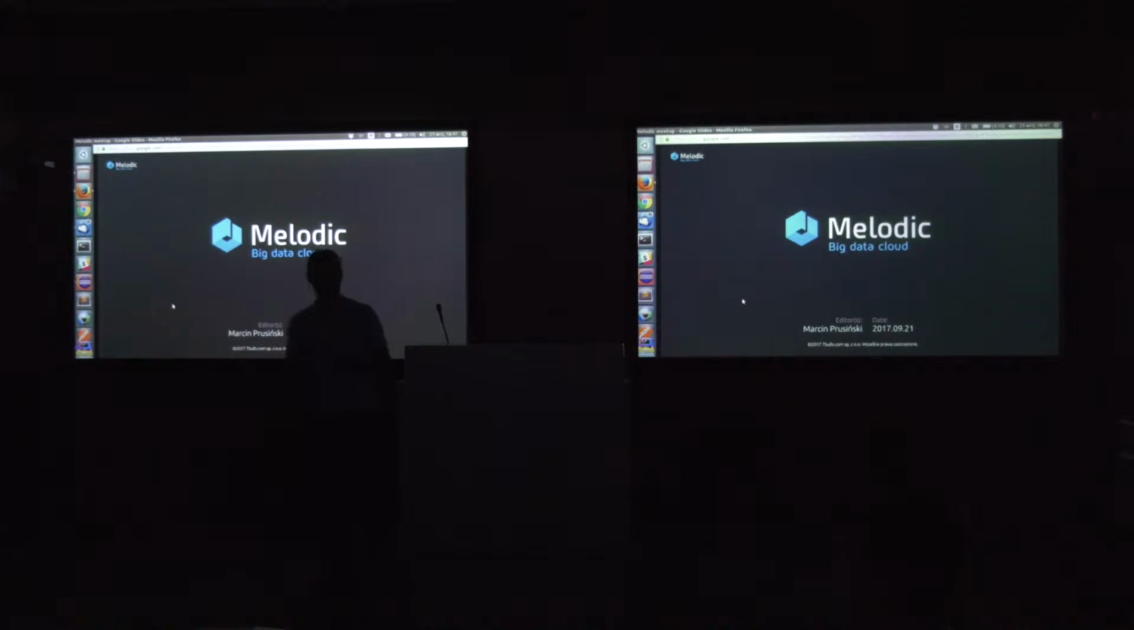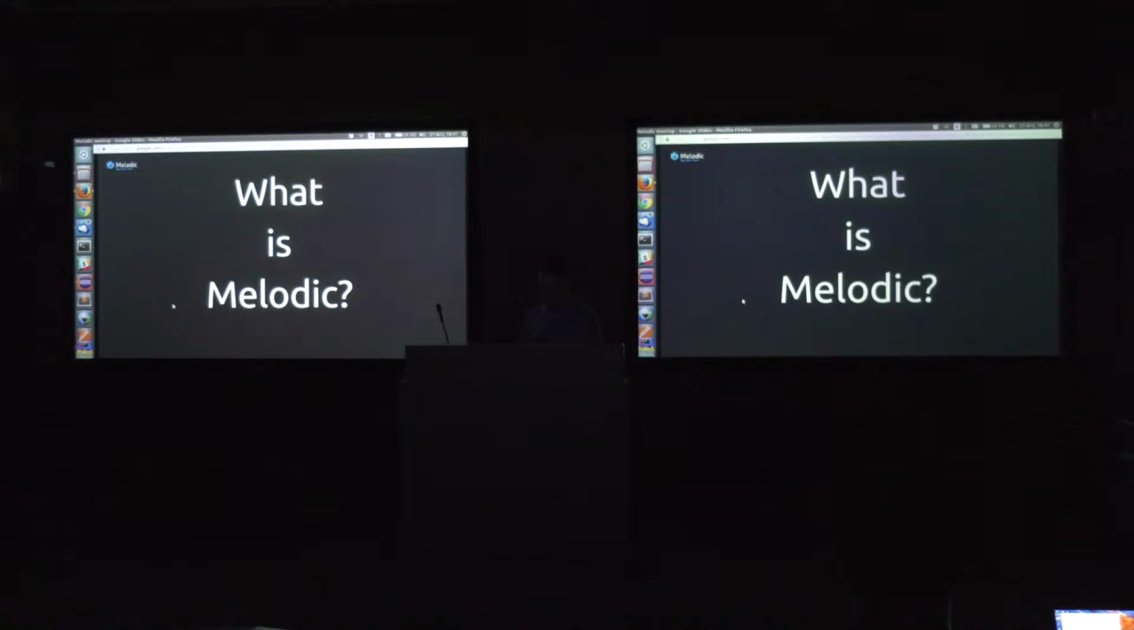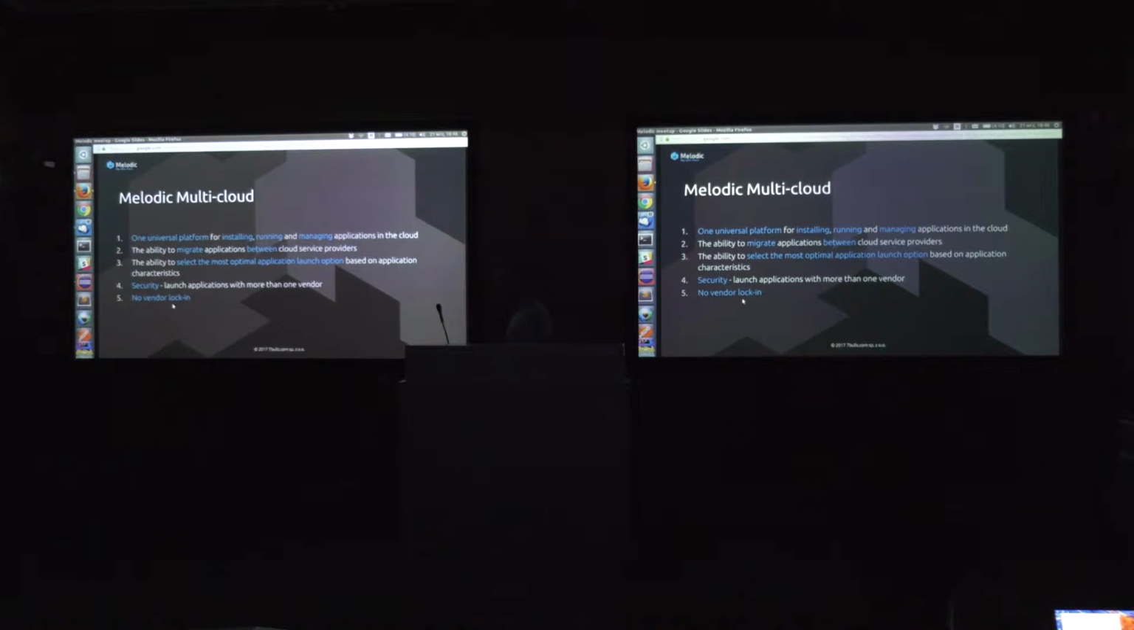I think it's okay if I go with this presentation because it's related to the clouds, actually. Yeah. So the project we are participating in is called Melodic, and what does this actually mean? I don't know the acronym. It's multi-something for cloud deployment, data awareness stuff. Yeah, it's really long, but let me just say that Melodic is for multi-cloud.